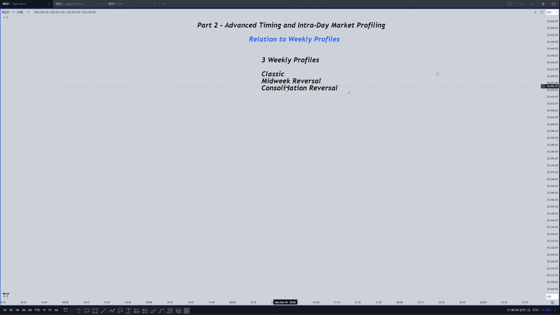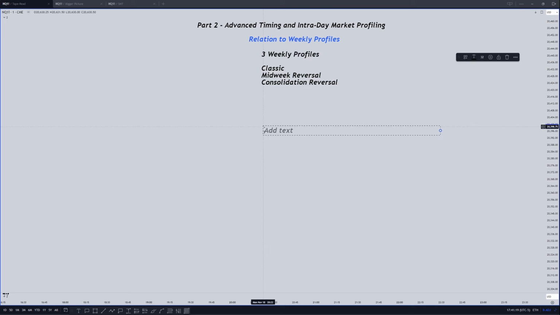But it's not super important that you know when these happen. I just like to know when the weekly high or low is being formed and on what day it's being formed. So classic, typically you have anywhere from Monday to Tuesday, sometimes early on Wednesday. Midweek is going to be Wednesday most times. Consolidation reversals are when we form it on Thursday. So the earlier in the week that we can form that high or low, the more expansion days it's likely to have on the week that we can capitalize on.